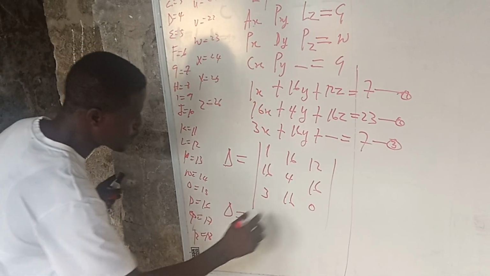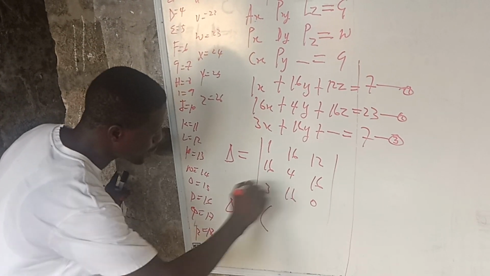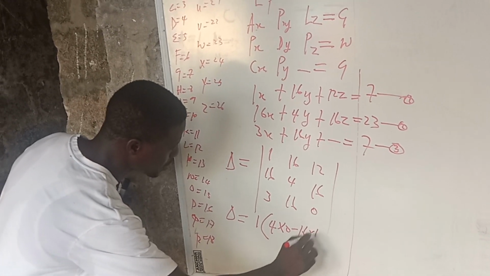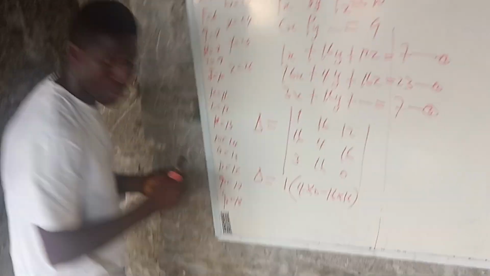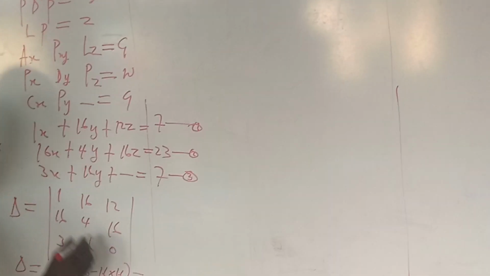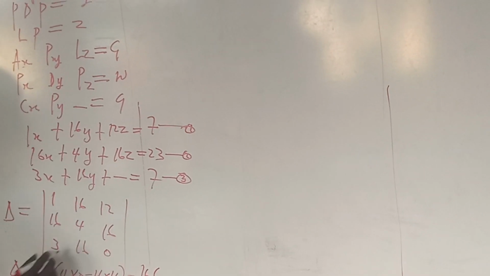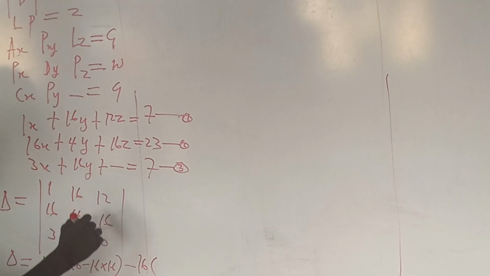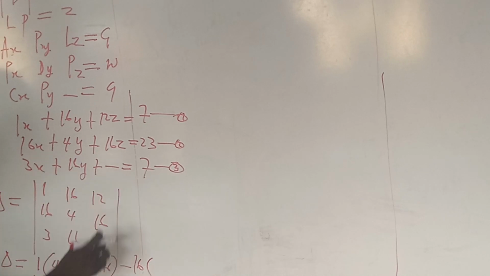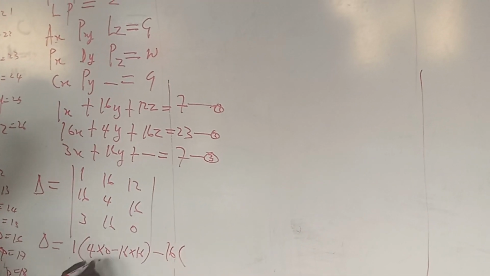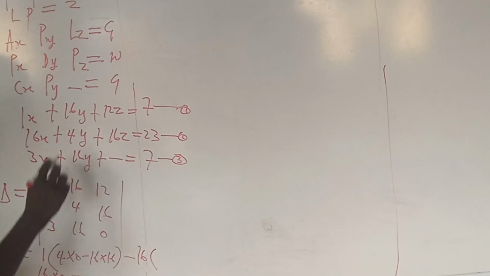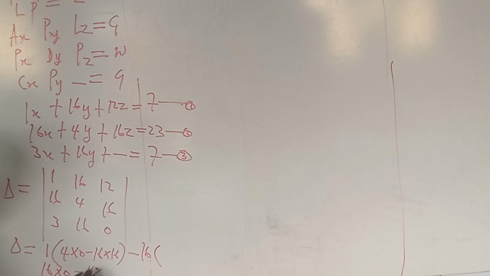Now delta becomes, listen very well. Delta becomes 1 into bracket 4 times 0 minus 16 times 16. I want somebody to be using the calculator to operate so that we can work it all the time. Emmanuel, thank you. You're welcome. So we have, the next one is minus 16 into bracket. Mathematician will agree with me that it is 16 into bracket 16 times 0 minus 16 times 0 minus 3. 16 times 3. Thank you so much.